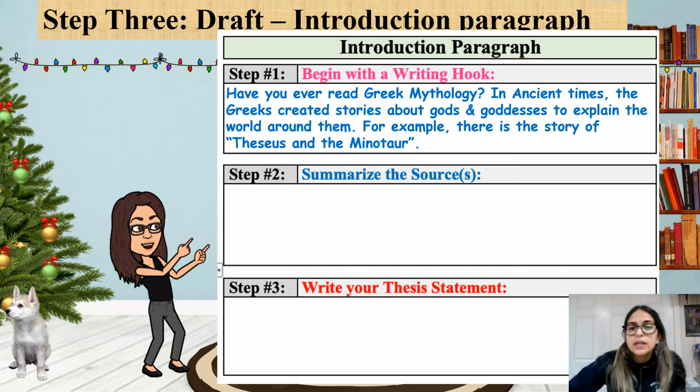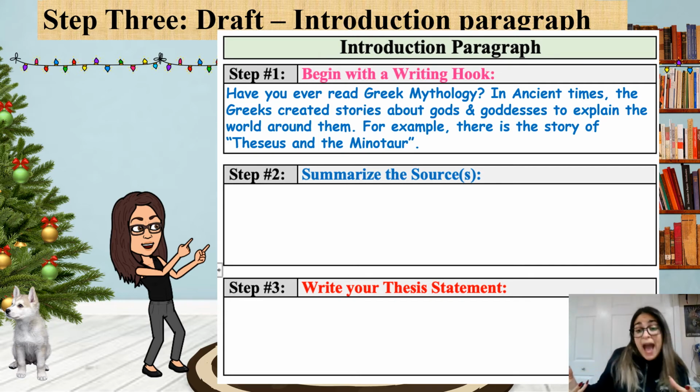So if you're going to write an introduction paragraph and you're going to start with a hook, it would be easy enough to just ask the reader a question and then answer the question yourself, something that's on the topic. We're talking about Greek mythology, ancient Greece, Theseus and the Minotaur. So a good question to ask that's general enough that we can start general and end up going more and more specific. You could just ask the reader, have you ever read Greek mythology?